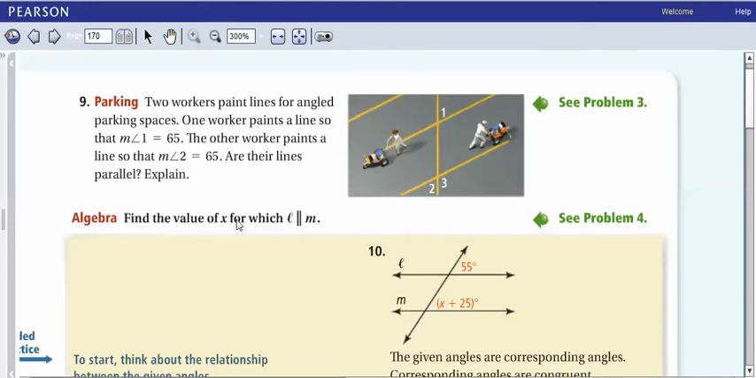For number 10, find the value of x for which L is parallel to M. For L to be parallel to M, what has to be true here? They both have to equal 55. Close. What is 55? Doesn't it have to equal x plus 25? Yeah. They're corresponding, aren't they? So they got to be congruent for those two lines to be parallel. So subtract 25 from each side and solve for x. That's the value of x that would make L parallel to M. Okay?